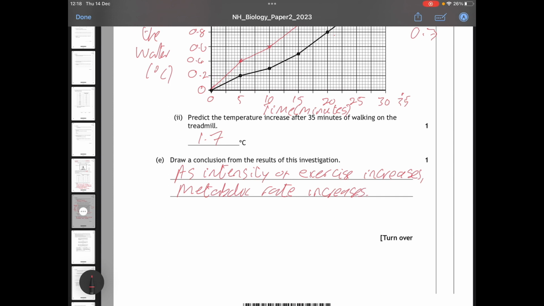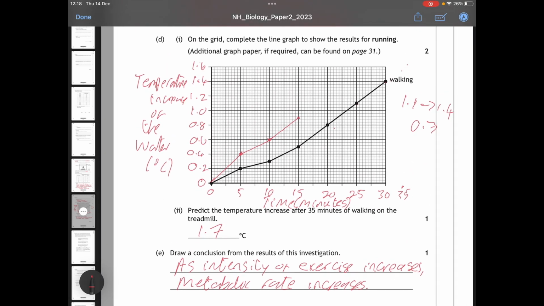So that's what you're looking for in your conclusion. Okay, it's not a description. This would be more like explaining the meaning of the graph. What is the graph actually showing us? Sometimes it will say explain what the results show. Sometimes it will say draw a conclusion. For either of those, you don't want a description. You don't want to be talking about the time and the temperatures and the intensity. You want to be talking about intensity of exercise and how it affects metabolic rate.